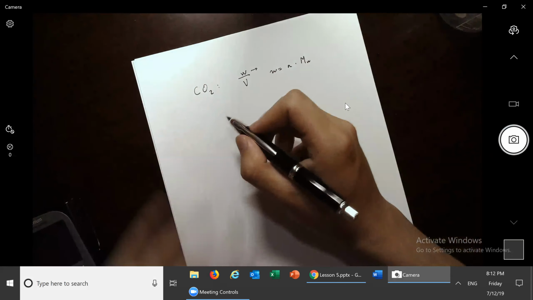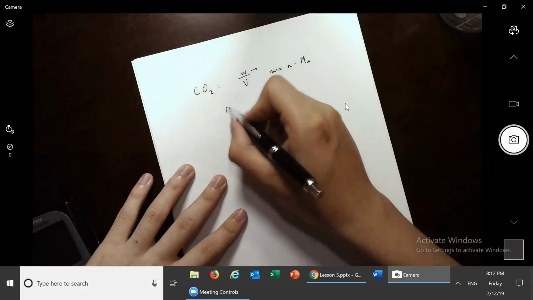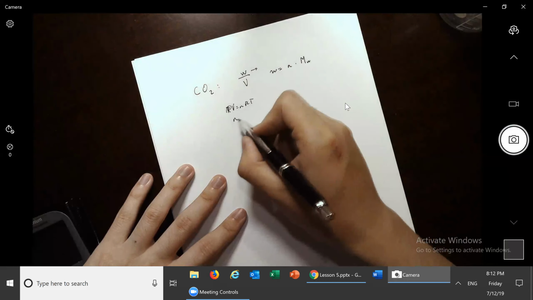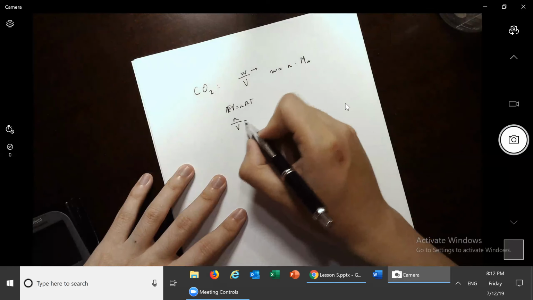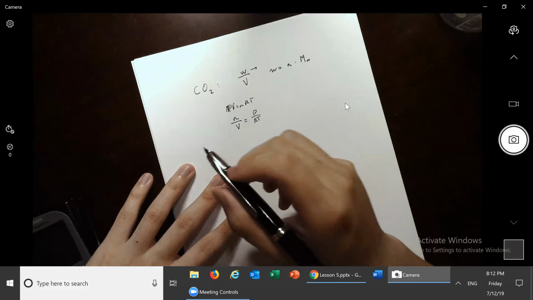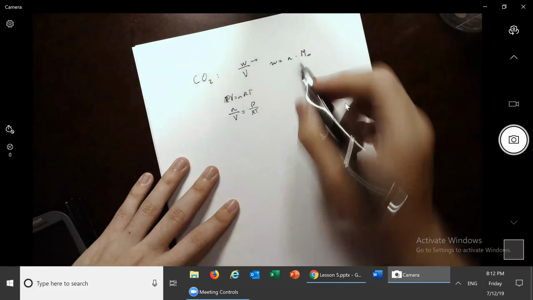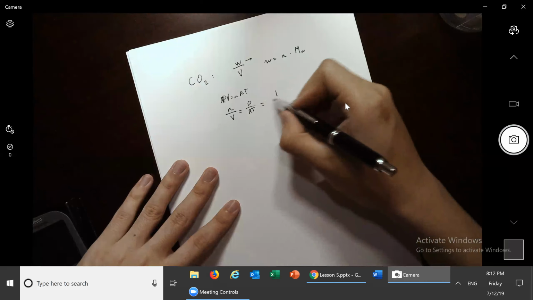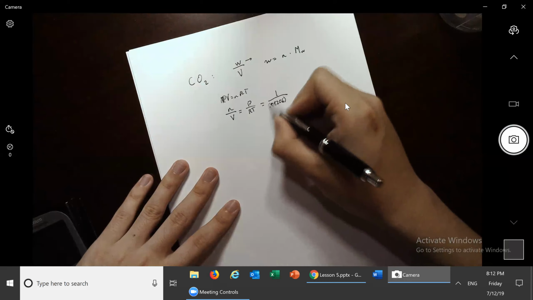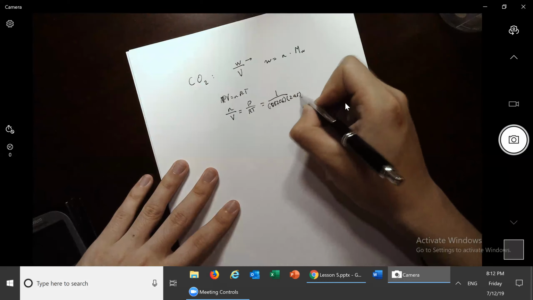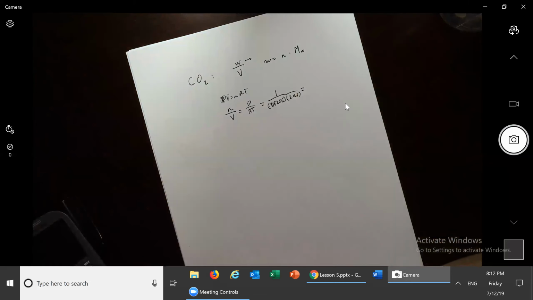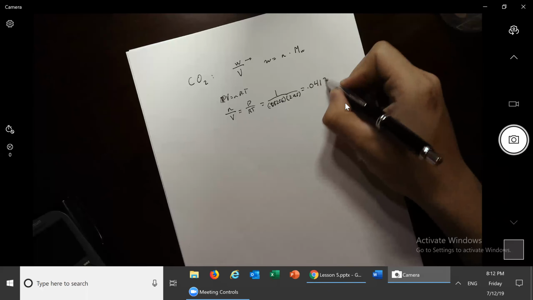So our first step should be to rearrange the ideal gas law into something that looks like this: n over V equals P over RT, okay? Now, let's just calculate this. So 1 atmosphere divided by 0.08206 times 295.